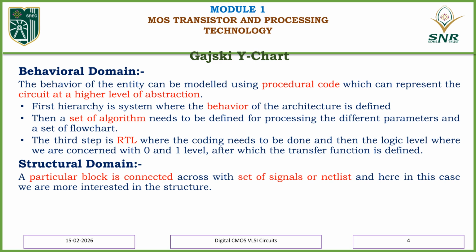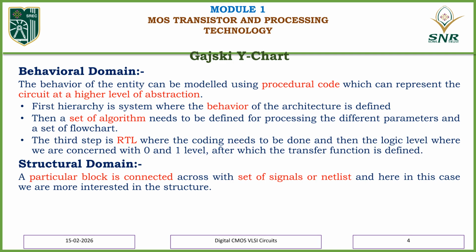The first hierarchy in the behavioral domain is the system level. At the system level, the overall behavior of the architecture is defined. For example, if we are designing a processor, we define what operations it must perform, such as addition, subtraction, or logical operations. The next stage involves defining a set of algorithms. Algorithms specify how the system processes different parameters. Flowcharts may also be used to describe control flow and data movement.